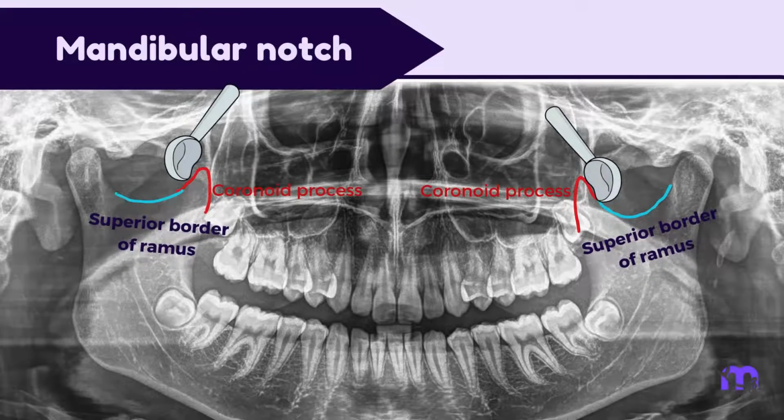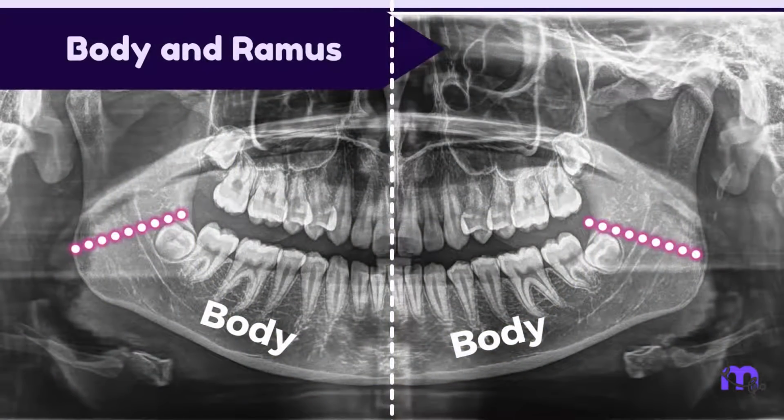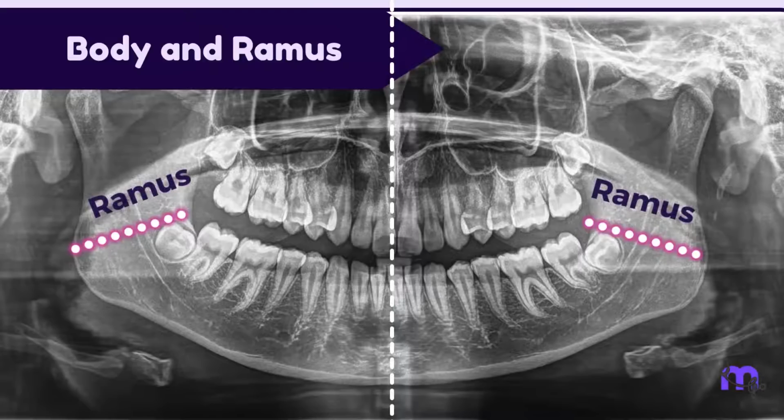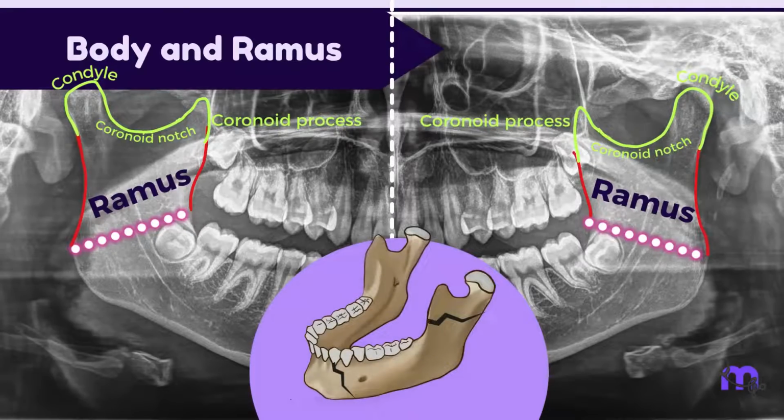of the ramus. Now both halves of the mandible are divided into a body and the ramus. The body is the mandible's lower part holding the dentition. The ramus, on the other hand, constitutes the upper portion of the mandible and continues to form the coronoid process, coronoid notch, and the condyle superiorly. Fractures of the body and ramus of the mandible are visible on the OPG.